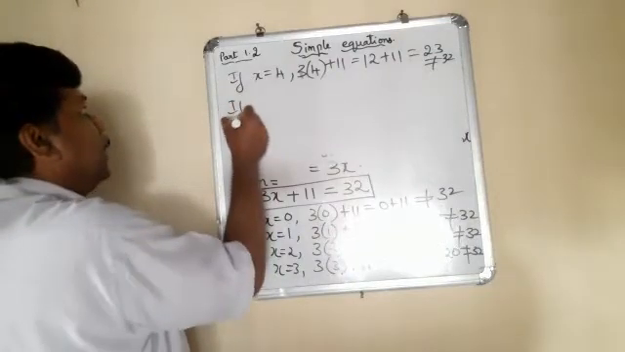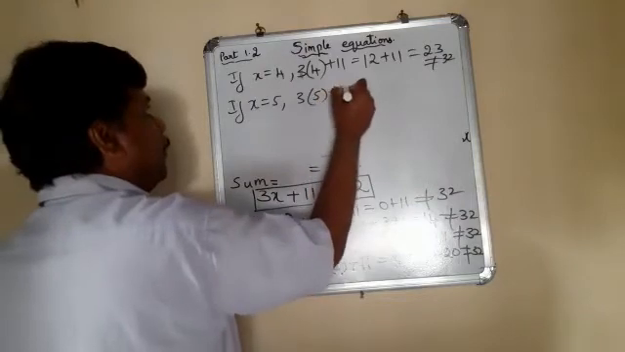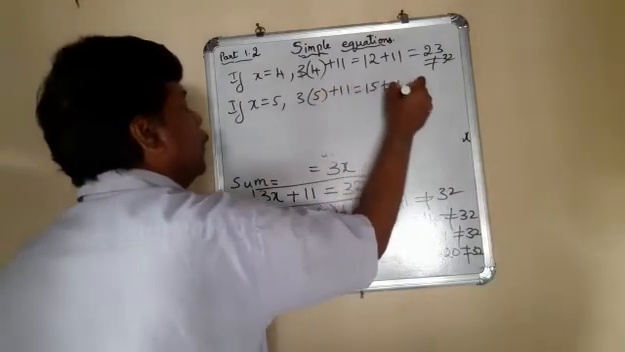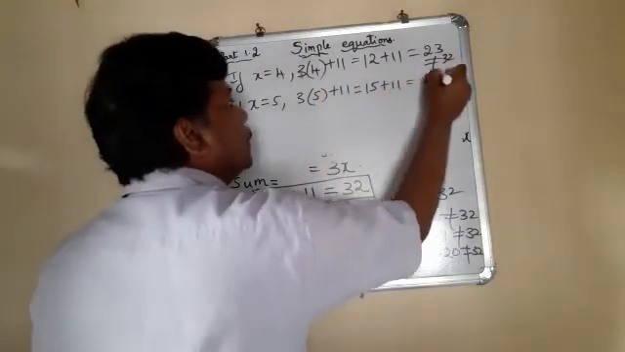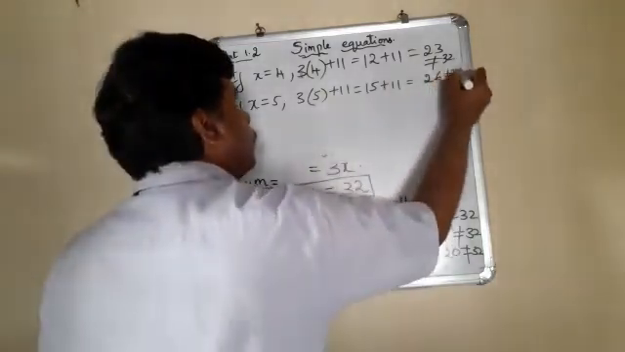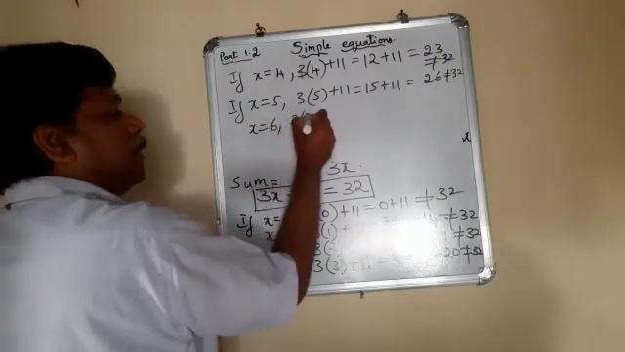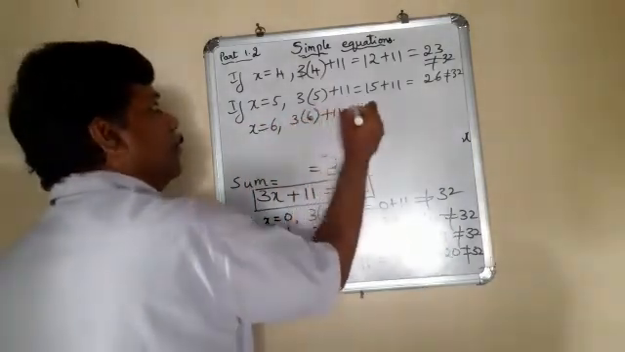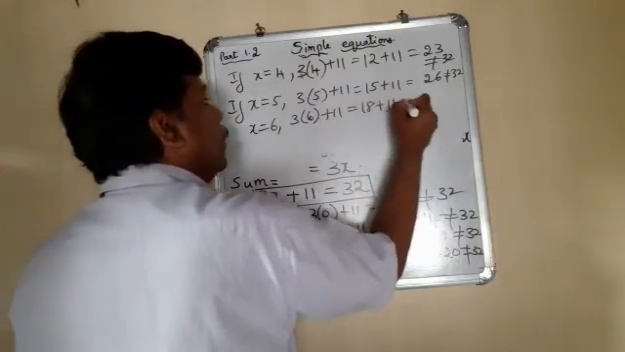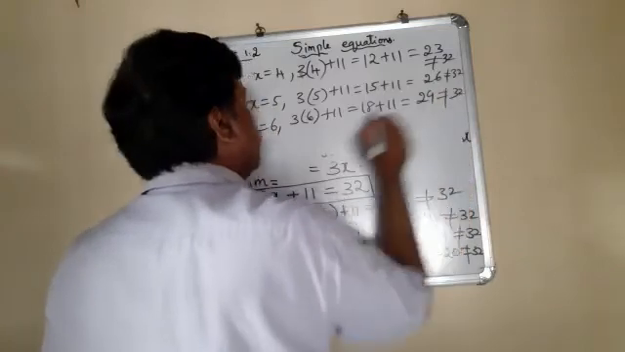So what if x is equal to 5? Then 3 multiplied by 5 plus 11 is equal to 15 plus 11, which is 26, correct? So again it is not equal to 32. So what if x is equal to 6? Then it is 3 multiplied by 6 plus 11, which is 18 plus 11, 29, which is again not equal to 32.